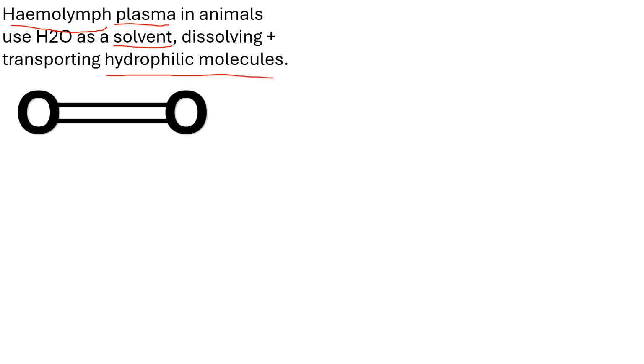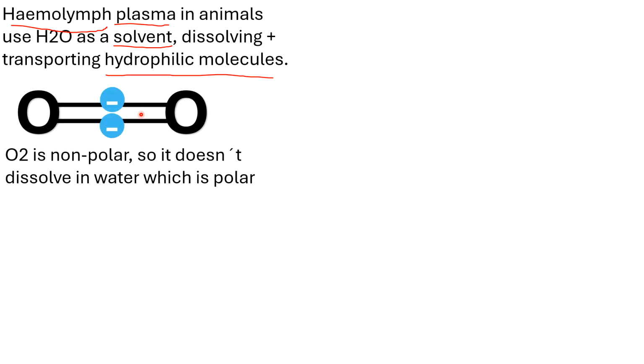Now, if we look at the structure of oxygen, we'll see that because both atoms have the same amount of protons, you know, it's O2, so they're both oxygen atoms. In this case, the electrons are equally distributed. This means that oxygen is non-polar, because remember that polar molecules have electrons that are unequally distributed, okay? So it doesn't dissolve in water, which is polar, because to dissolve in water, you need to be polar, and oxygen is not polar, okay?